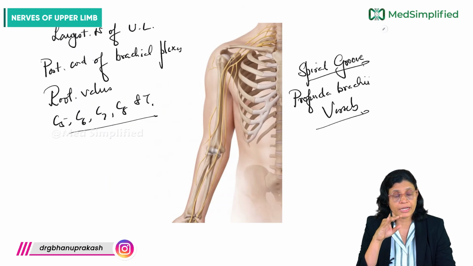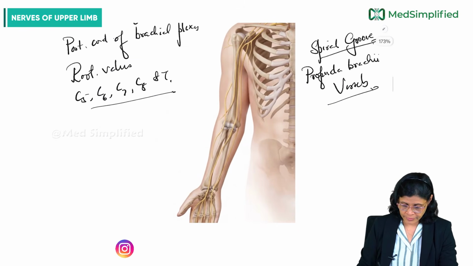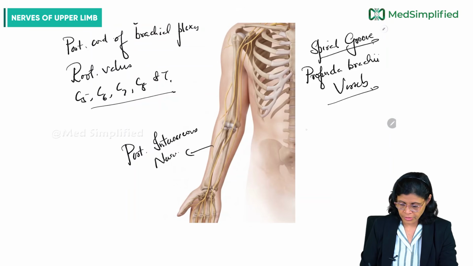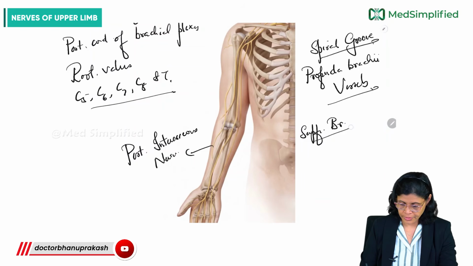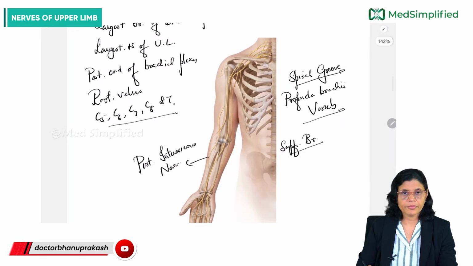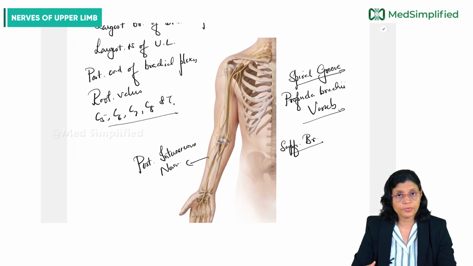So there it will divide into two branches: one is the posterior interosseous nerve, and the other is the superficial branch, which is also called the superficial radial nerve. So that is in brief about the course of the radial nerve.